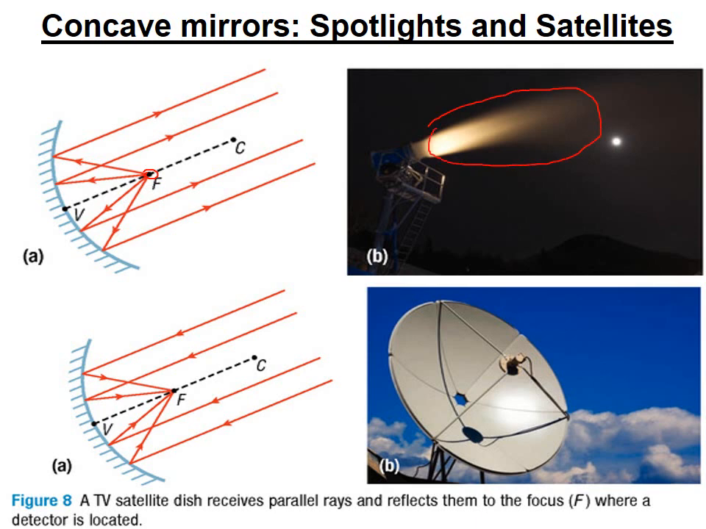Satellites, when they collect signals from the electromagnetic spectrum, the signals will hit the concave dish and then hit a sensor placed at the focal point, because light rays that are parallel to each other and parallel to the principal axis will reflect towards that focal point, which is where you would place your sensor.